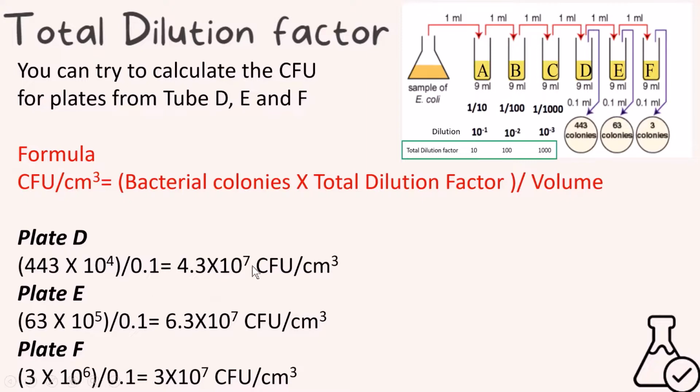So plate D has a relatively large number, which is very common in microbiology: 4.3 times 10 to the power of 7 CFU per cm cube, and so on, say E, and say F.